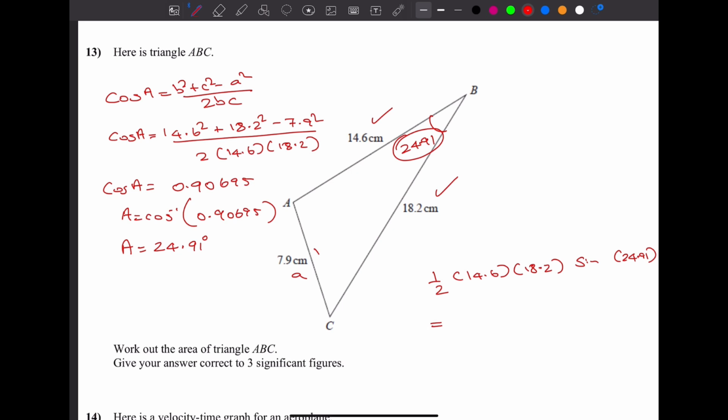It's to 3 significant figures. So basically the answer in my calculator, of course, is 55.95985. 3 significant figures. 1, 2, 3. And you look at this one, round up. So it's 56.0 centimeters squared. That's the answer. Okay, straightforward.